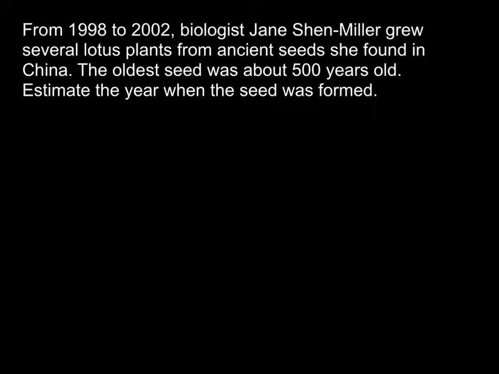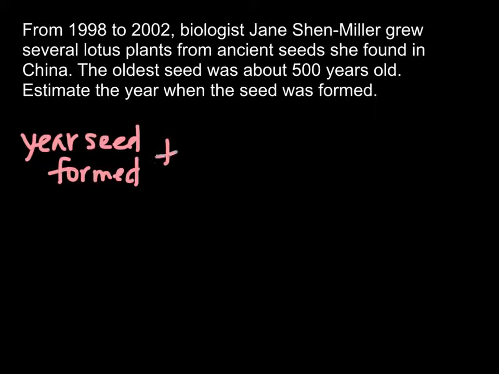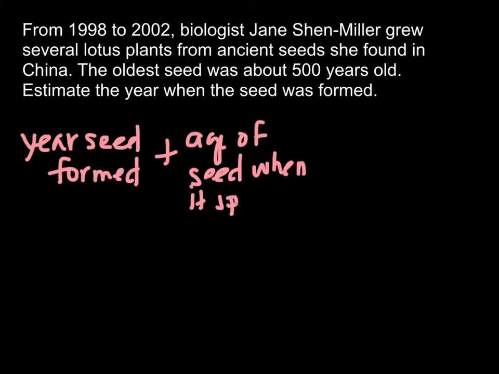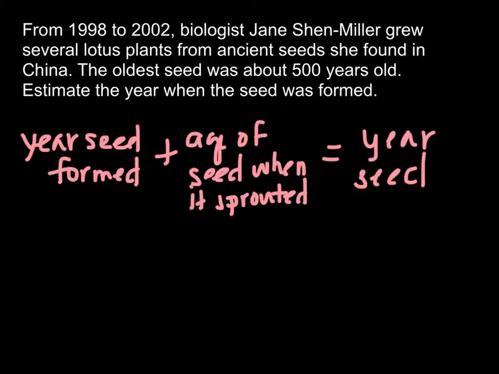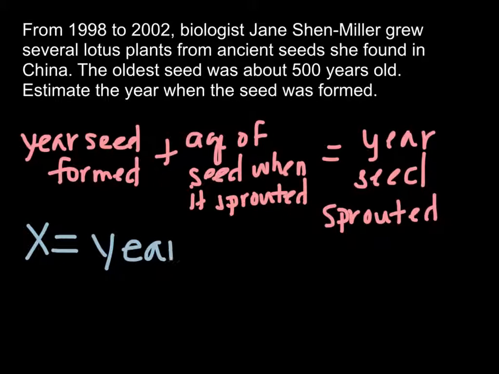Okay, so first let's write a verbal model for this solution. We need to know the year the seed was formed, plus the age of the seed when it sprouted, and that's going to equal the year the seed sprouted. Okay, so here's our verbal equation. Now let's let x represent the year the seed was formed.